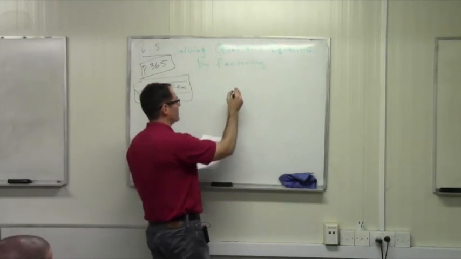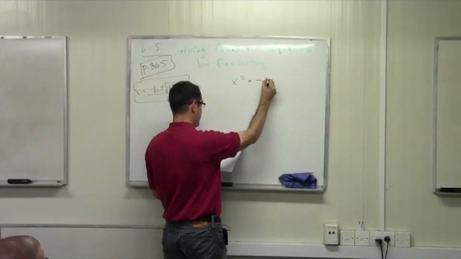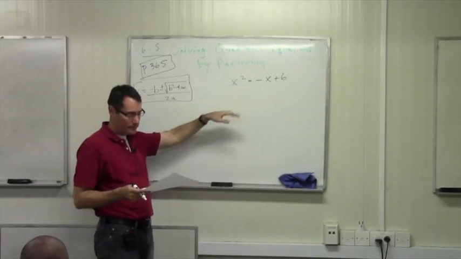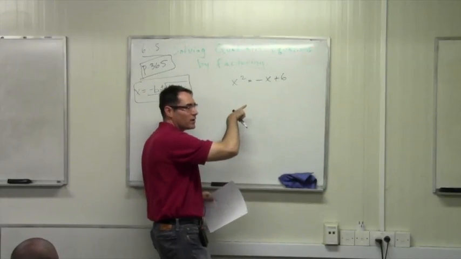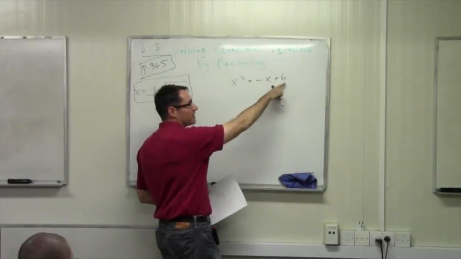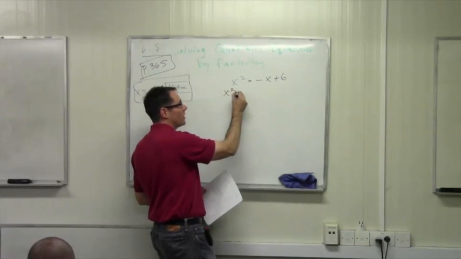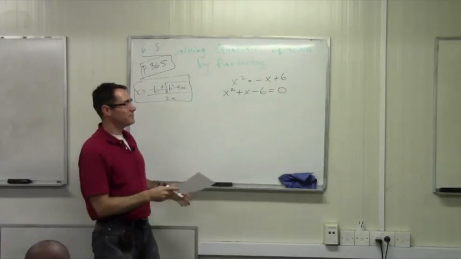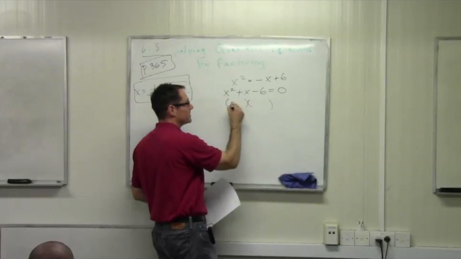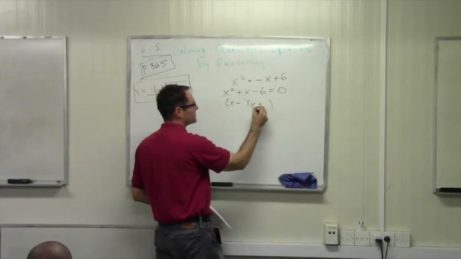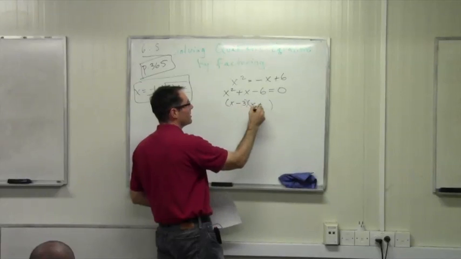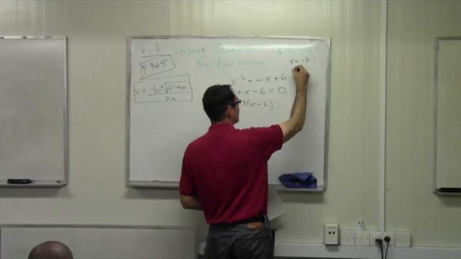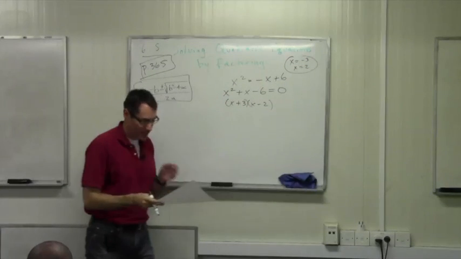OK. Here's the question. X squared equals negative x plus 6. We did this one before by factoring, right? Is it in the right form? No. Add x minus 6 to both sides. You end up with x squared plus x minus 6 equals 0. Now, we know from doing this before that we could factor this. It's x minus 3 times x plus 3, x minus 2. So we know that x equals negative 3 and x equals 2. We're looking for those answers in the end, right?